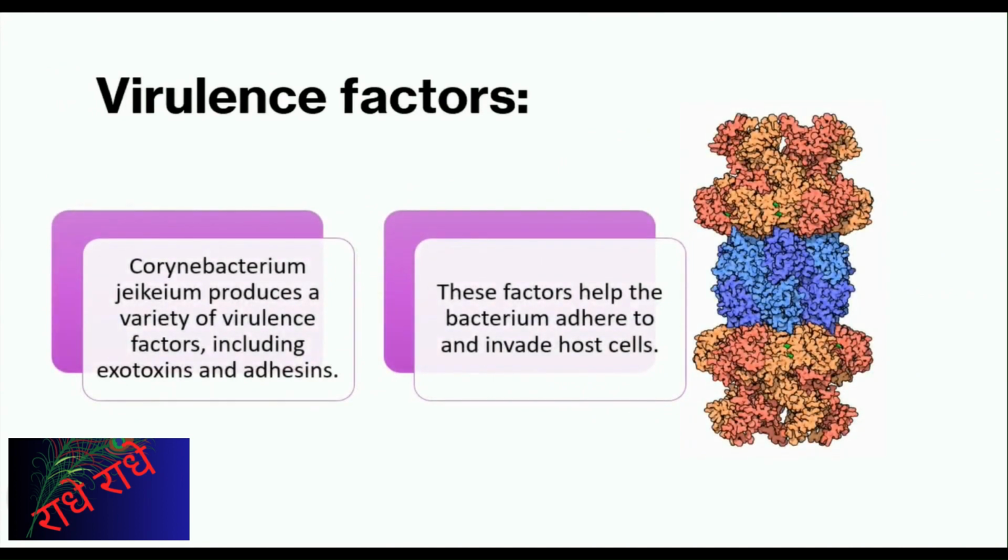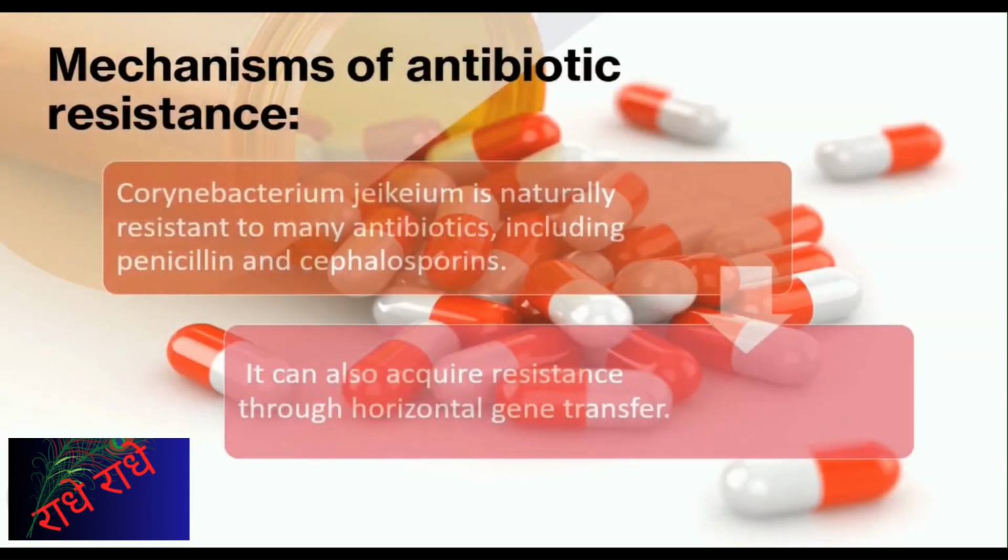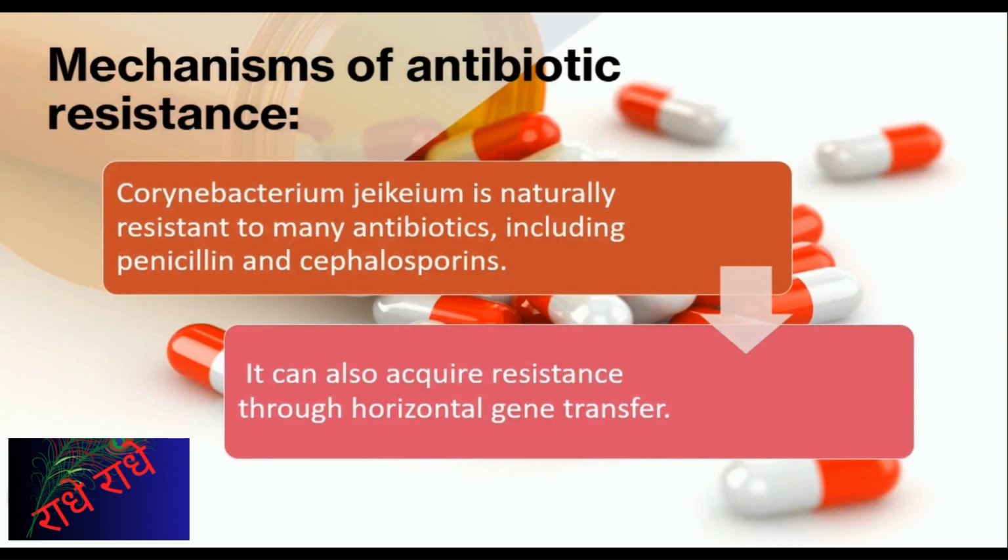Corynebacterium jeikeium is capable of producing various virulence factors, such as exotoxins and adhesins. These factors play a crucial role in the bacterium's ability to attach to and invade host cells. Corynebacterium jeikeium exhibits inherent resistance to several antibiotics, including penicillin and cephalosporins. Additionally, it has the ability to acquire resistance through a process called horizontal gene transfer. This allows the bacterium to exchange genetic material with other bacteria, potentially leading to the development of antibiotic resistance.